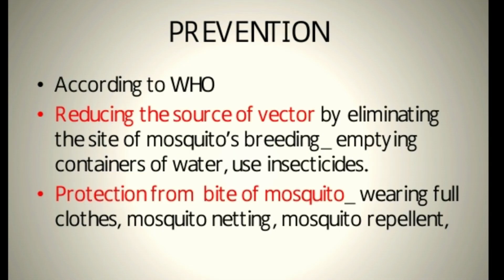In the last, I will talk about the prevention and treatment of dengue fever. Now the prevention. According to the WHO, we can protect ourselves from dengue fever by reducing the source of vector and protecting ourselves from the bite of mosquito. For reducing the source of vector, we can use insecticides and empty the containers of water. For protection from the bite, we can wear full clothes and use mosquito netting and mosquito repellents.